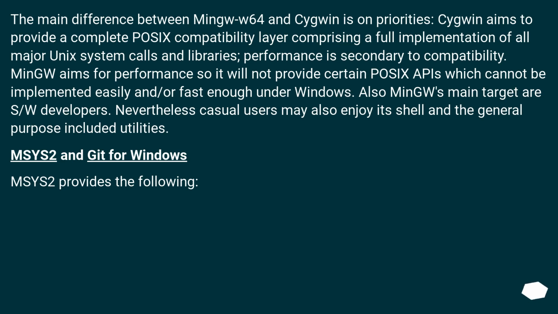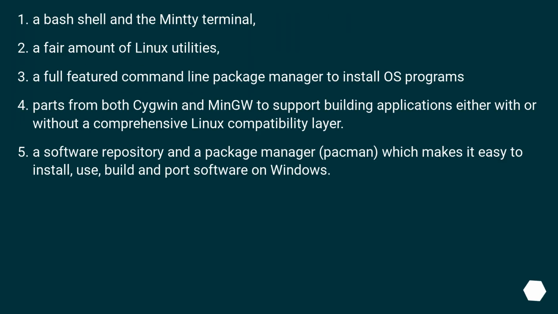MSYS2 and Git for Windows. MSYS2 provides the following: a bash shell and the Mintty terminal, a fair amount of Linux utilities, a full-featured command line package manager to install programs, parts from both Cygwin and MinGW to support building applications either with or without a comprehensive Linux compatibility layer, a software repository and a package manager, Pacman, which makes it easy to install, use, build and port software on Windows.